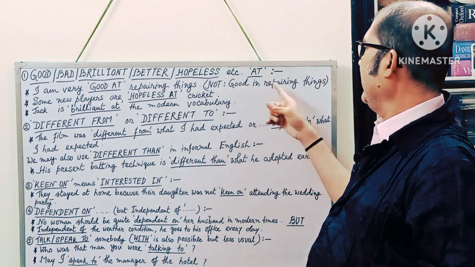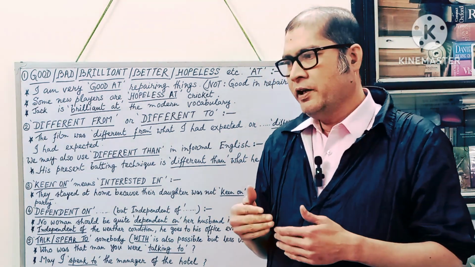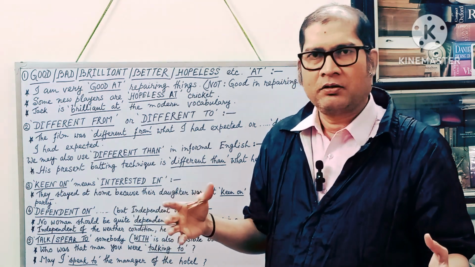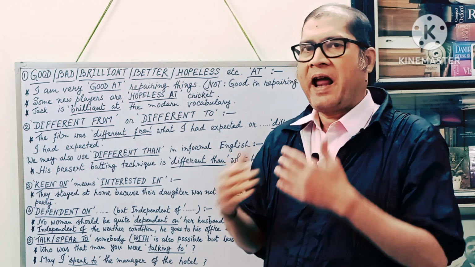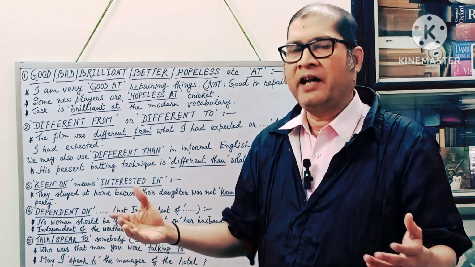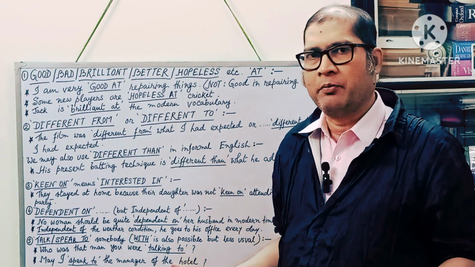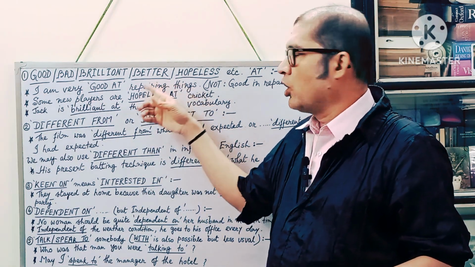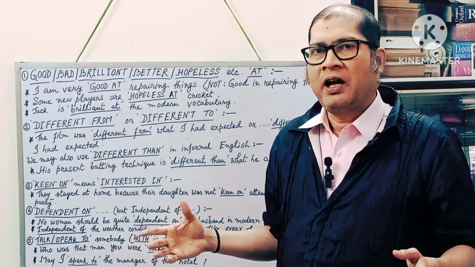Not good in repairing things. So, if you say, I'm good in repairing things, you are absolutely wrong. You say, I'm good at plus noun, any noun you want. Here, the word repairing is written. That does not necessarily mean you have to always use this sort of word. You may use any word for that matter, but that should be a noun.